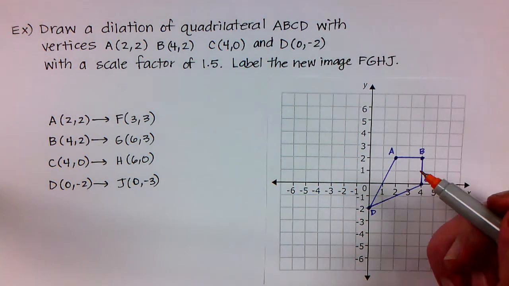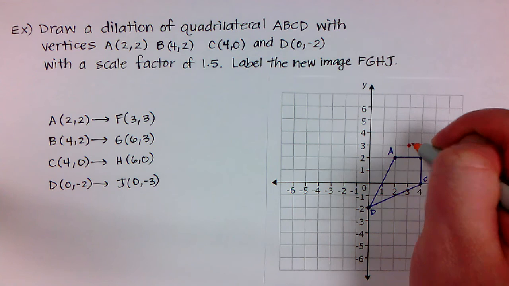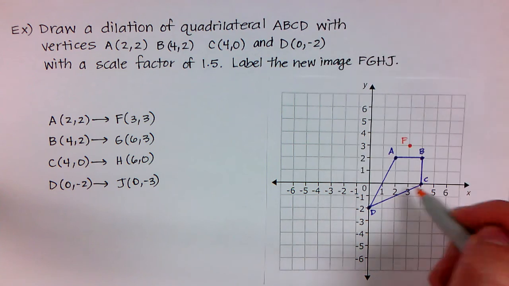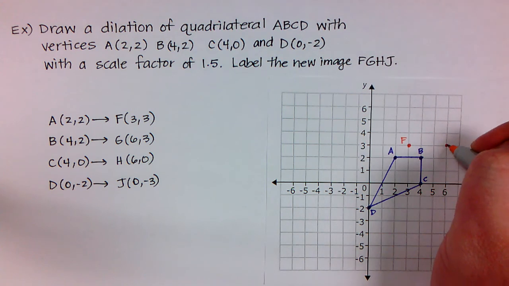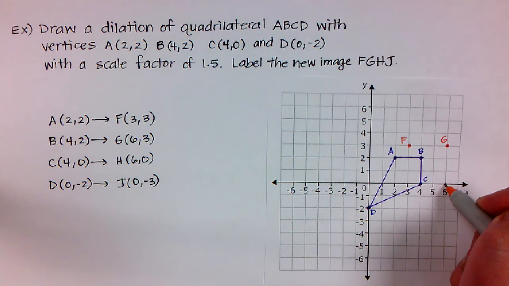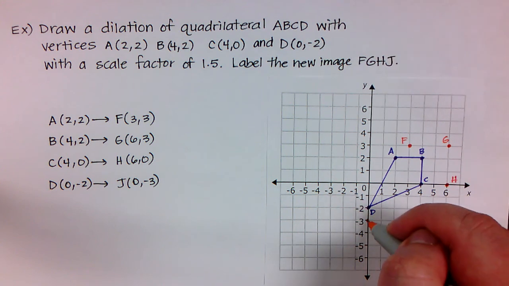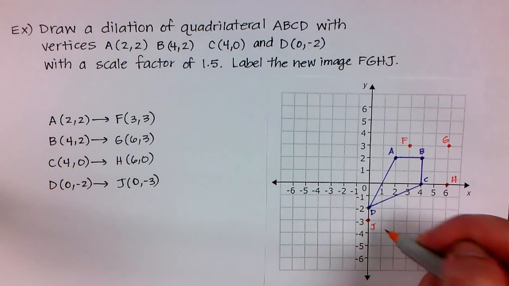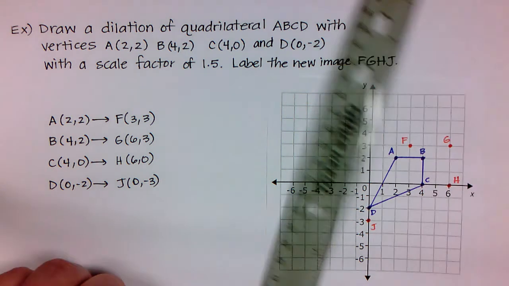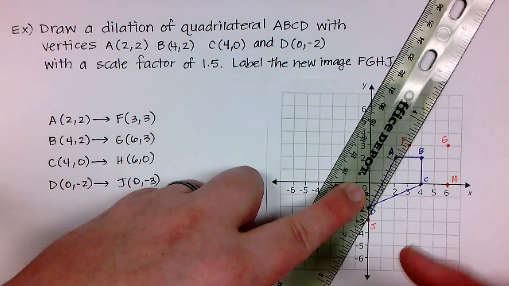So let's go ahead and graph those. The first point is at (3, 3). This is F. My next one is at (6, 3). This is G. Following that is at (6, 0). That is my H. And then (0, -3) is my J. There we go. Let's go ahead and connect our dots here.